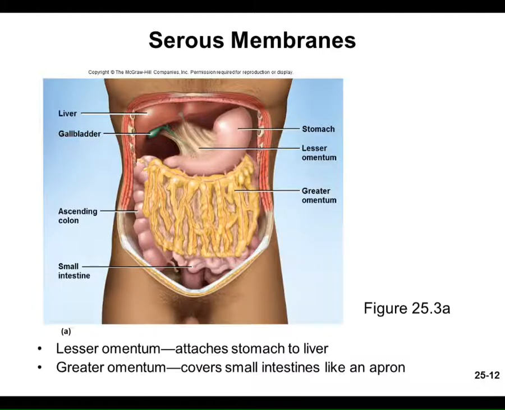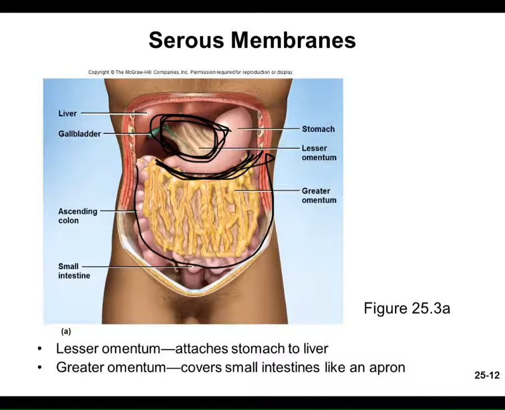So looking at this picture again, I like this one better than the APR image. The artist rendering is nice. So the lesser omentum, right, this sheet that's connecting what? The liver to the stomach. And the greater omentum from the greater curvature, this is called the greater curvature of the stomach, going down, wrapping over all of the intestines.